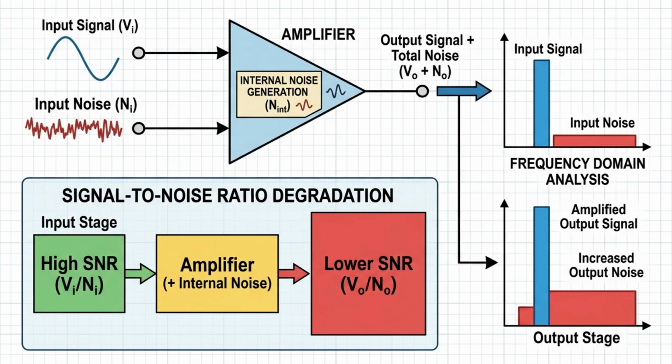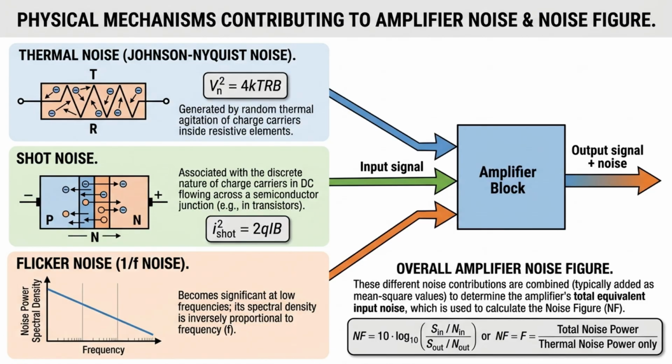Amplifier noise refers to the unwanted electrical noise generated internally by the components that make up an amplifier. This internally generated noise is added to the desired input signal and reduces the signal-to-noise ratio at the output. Several physical mechanisms contribute to amplifier noise. Thermal noise is generated by resistive elements. Shot noise appears in semiconductor junctions carrying current, and flicker noise becomes important at low frequencies. Together, these noise sources determine the amplifier's overall noise figure.